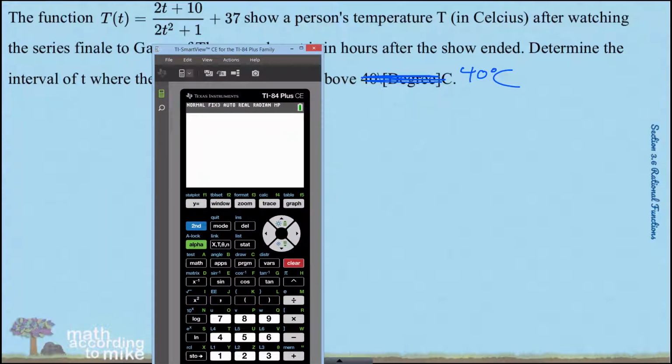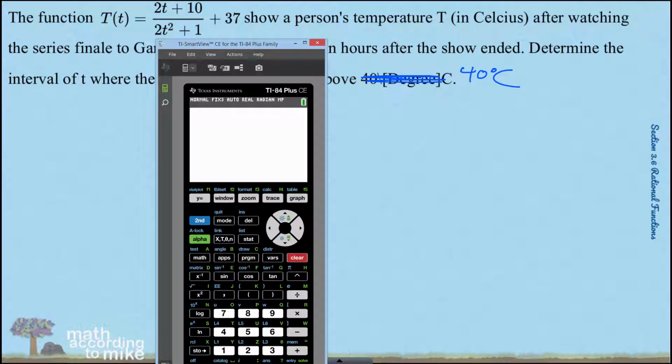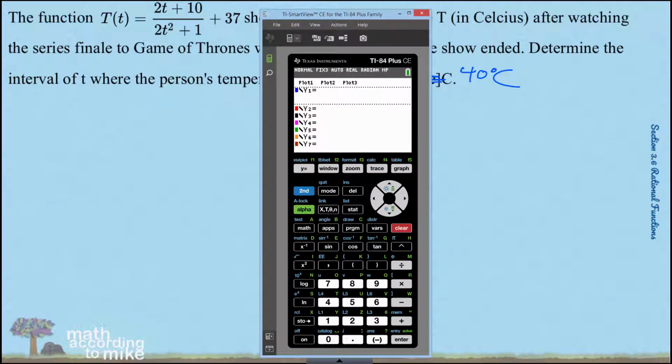Drag in your calculator from your left monitor to your right one, or turn yours on, your choice. Go to y equals. I'm going to clear this out, and we're going to type in our function here. If you're going to do it on the old style of calculator operating system, you need to use parentheses. Also, you can't use t. The variable t represents something else to the calculator, so we just have to use the generic x.